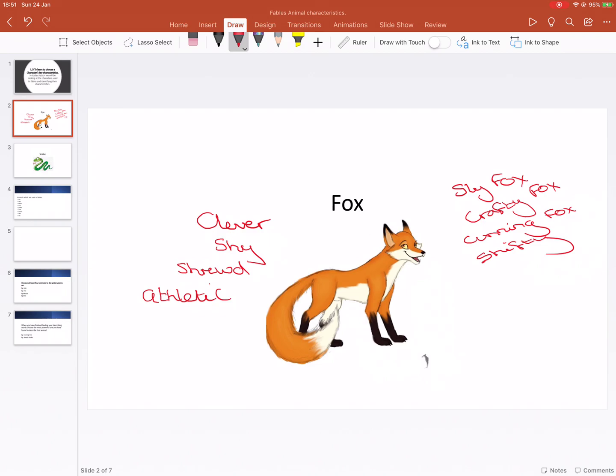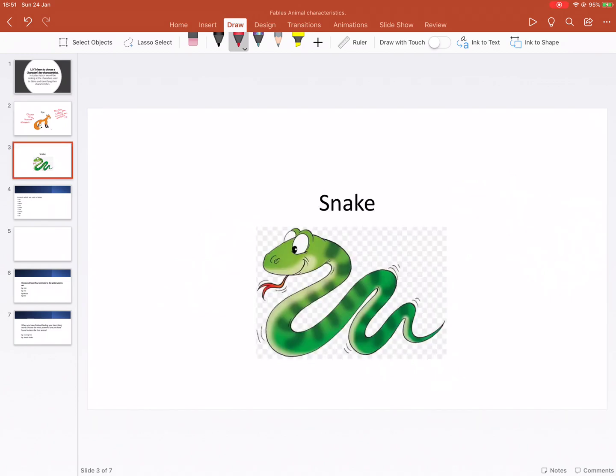But that's all kind of what you'd use to describe it, because we don't need to describe the fox in detail, because everybody knows what a fox looks like. So next character is, I can see I've picked two well-known baddies. The fox is known as a baddie, and usually the snake's known as a baddie as well. So just going to look at the snake here.